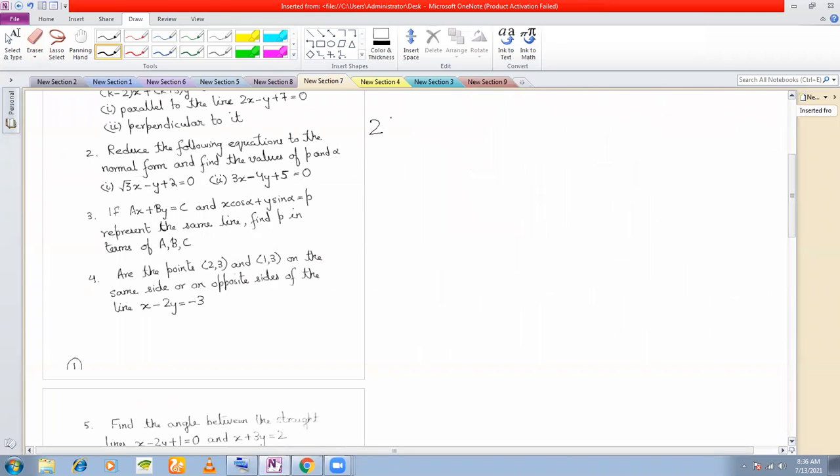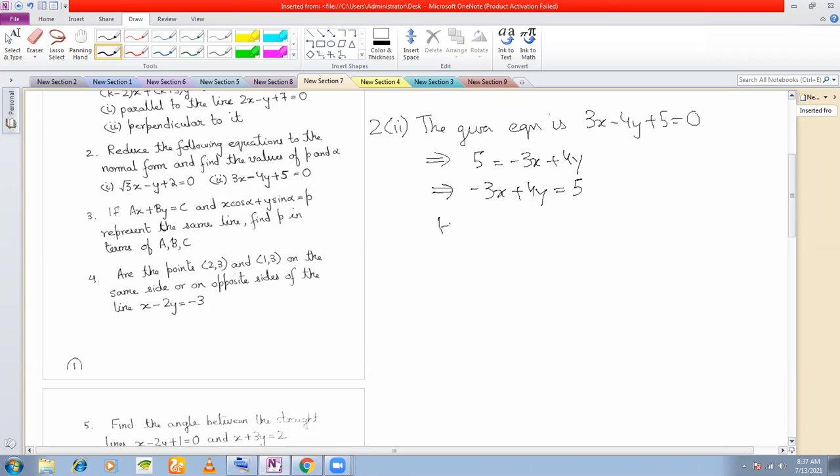The given equation here is 3x minus 4y plus 5 equal to 0. Again, try to keep the constant term positive. So we can write this as 5 is equal to minus 3x plus 4y. Then you can write this minus 3x plus 4y is equal to 5. So here what is A? A here is minus 3. B here is 4.